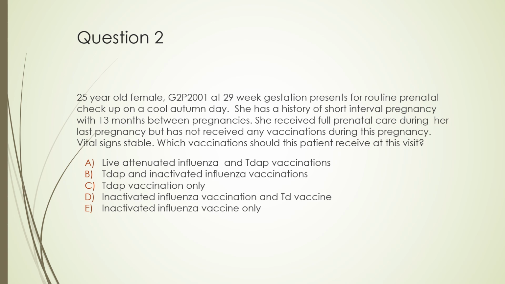So in this patient, she had a previous pregnancy 13 months ago, in which she very likely received the Tdap and the inactivated influenza vaccine at that time. For every pregnancy, we give the Tdap between 26 and 37 weeks. And in this case, it's a cool autumn day, so we're going to give the inactivated influenza vaccine as well, so the answer is going to be B.